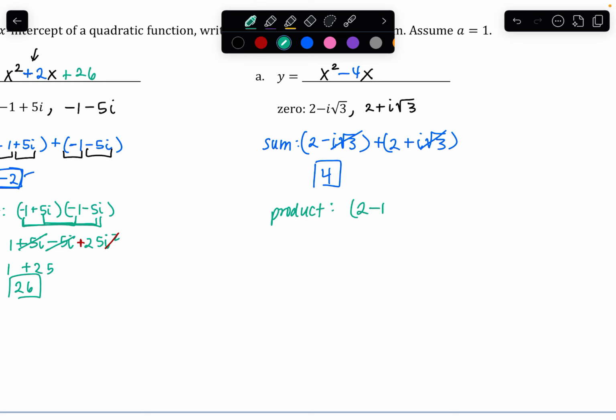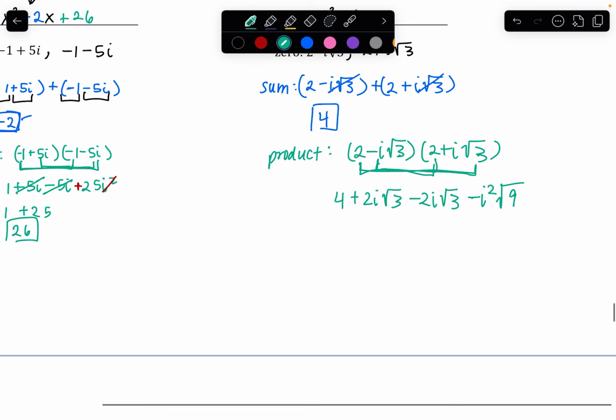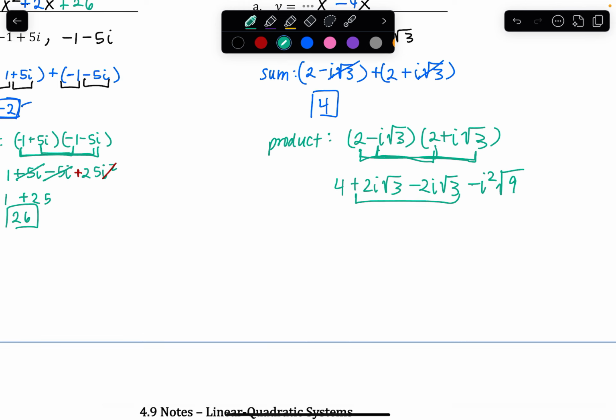So 2 minus i root 3 times 2 plus i root 3. I have 4 plus 2i root 3 minus 2i root 3. And then plus negative i times i is negative i squared. Root 3 times root 3 is root 9. You multiply the numbers under the radicals. Okay, and so these cancel, leaving me with 4.